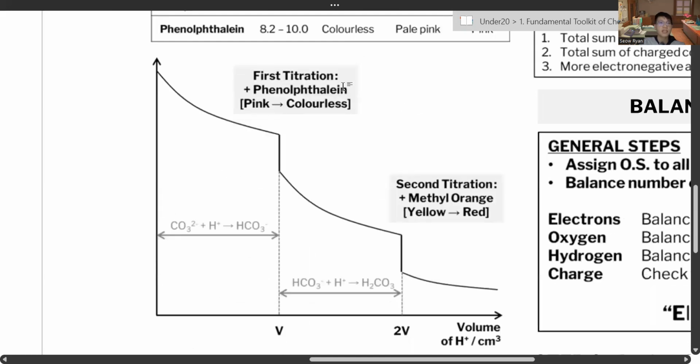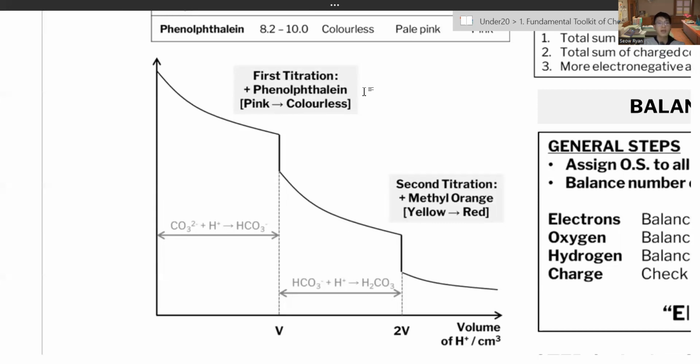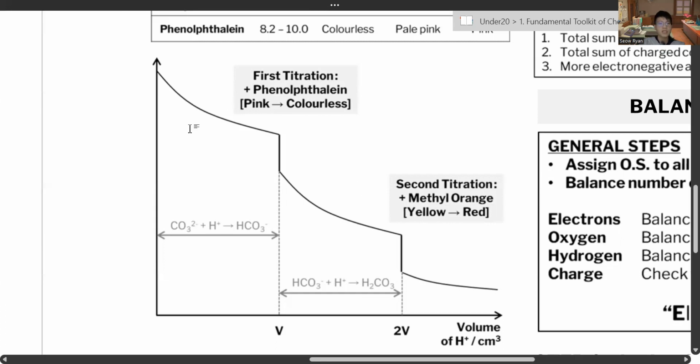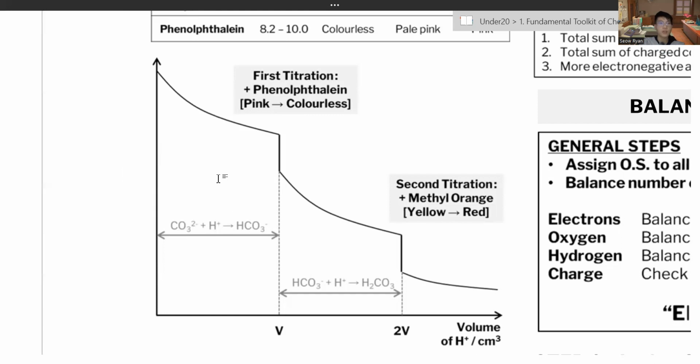Okay, a famous question type is double indicator titration, right? Which, as the name suggests, you do titration twice for the same thing. And this is quite common for dibasic weak acids, right? Because dibasic weak acids have 2 protons. So in this case of carbonic acid H2CO3, you can convert the carbonate into a hydrogen carbonate first by adding 1 hydrogen, a proton, right, H+.